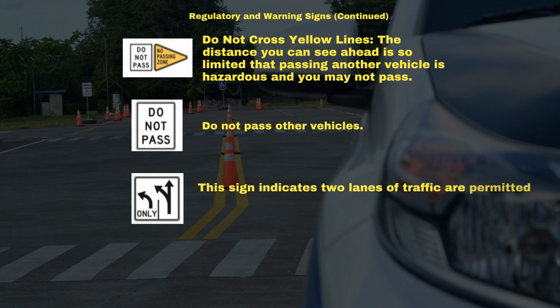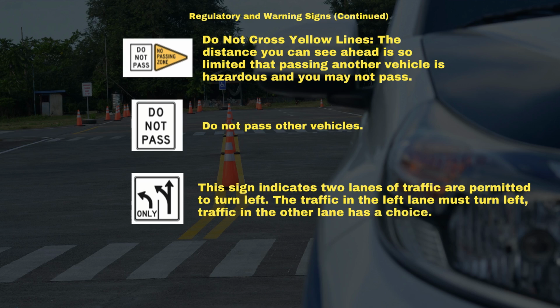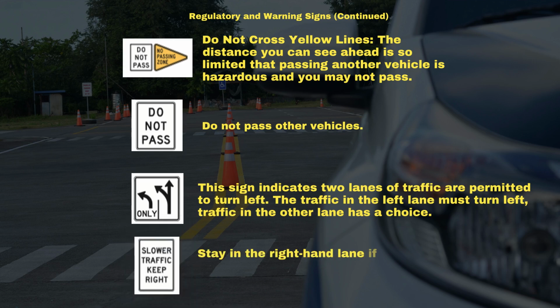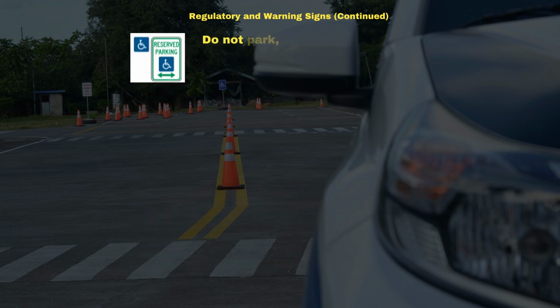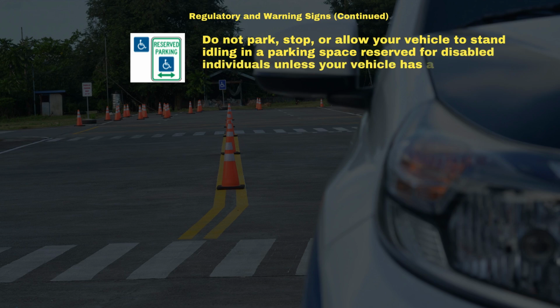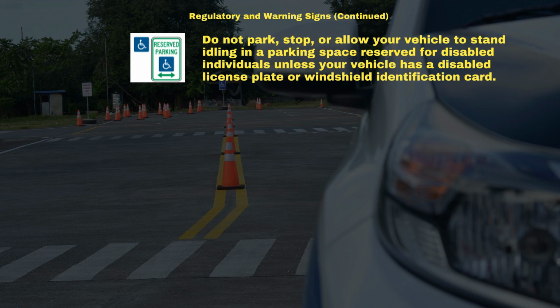This sign indicates 2 lanes of traffic are permitted to turn left. The traffic in the left lane must turn left. Traffic in the other lane has a choice. Stay in the right-hand lane if you are driving slower than other vehicles on the road. Do not park, stop, or allow your vehicle to stand idling in a parking space reserved for disabled individuals unless your vehicle has a disabled license plate or windshield identification card.